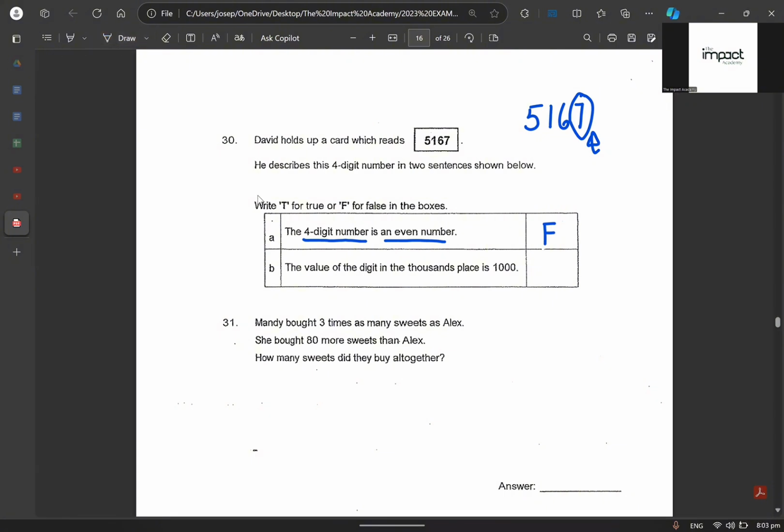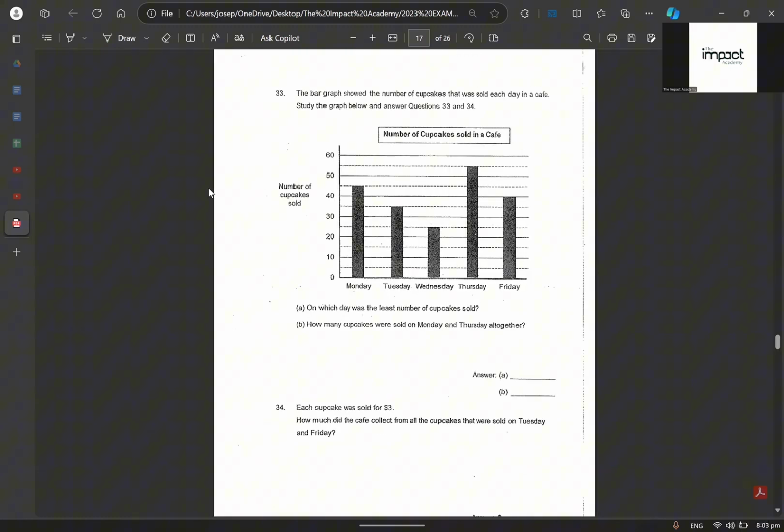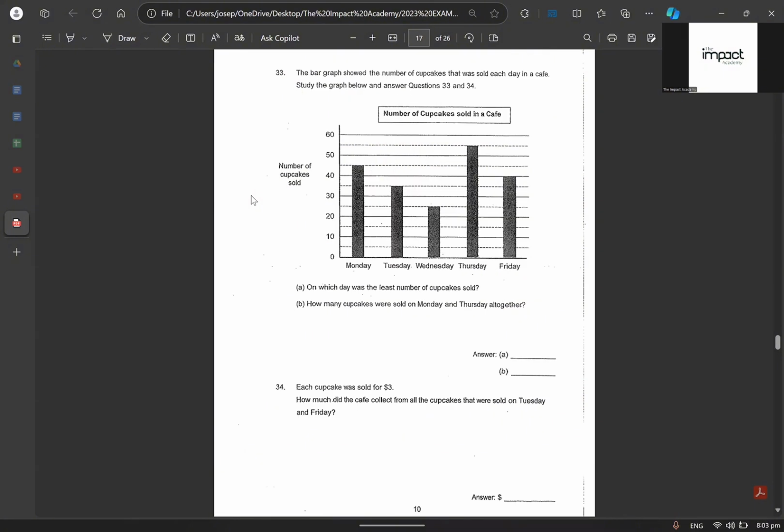Let's quickly move on to the next one. Very good. Okay, we move on to the next one. What other questions is it that you wanted me to cover? Very good. 33B. Now let's read the question together.